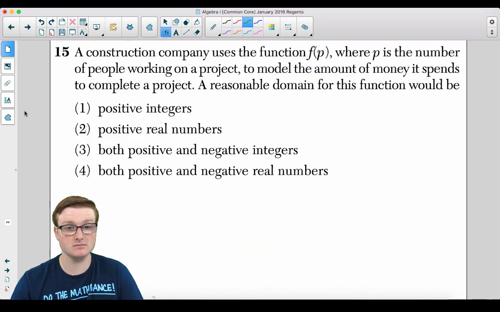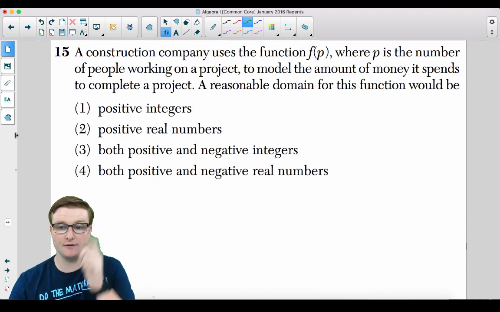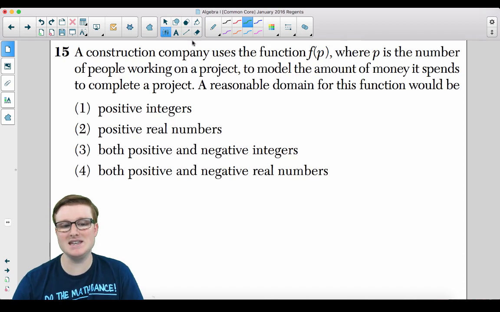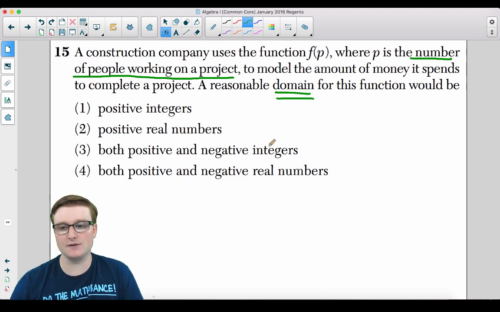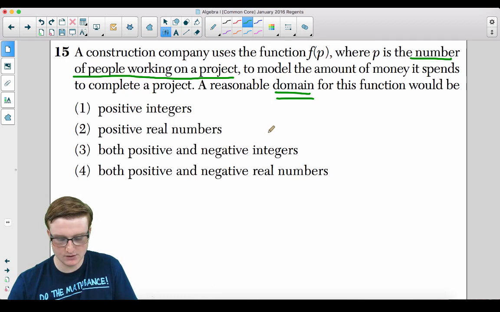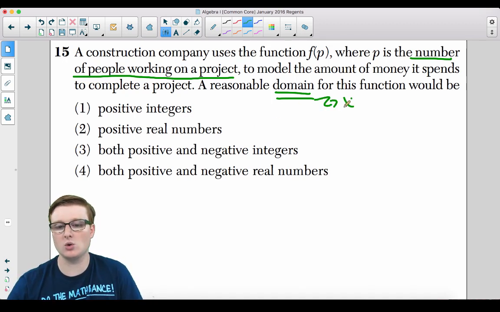Moving on. A construction company uses the function f of p, where p is the number of people working on the project, to model the amount of money it spends to complete the project. A reasonable domain for the function would be what? The domain, remember, are considered your x values. But in this case, they're not x values, they're your p values.